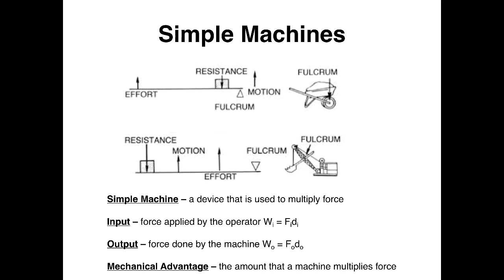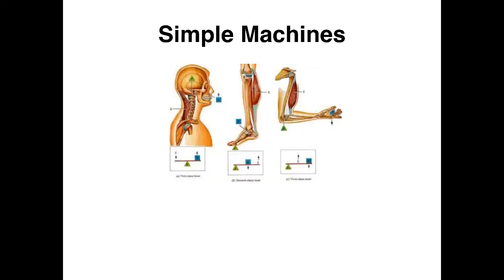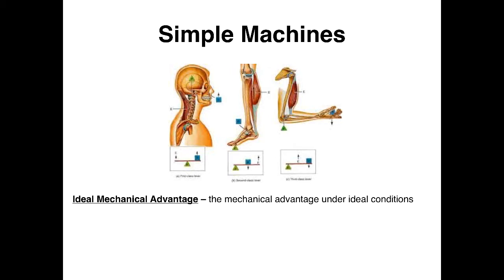The mechanical advantage of any machine is the amount to which the machine multiplies the force. So in essence, the mechanical advantage is going to be equal to F sub 0 in the equation above divided by F sub 1. The ideal mechanical advantage is the mechanical advantage that exists under ideal conditions, that is, excluding friction and various other reasons that your advantage is lost.